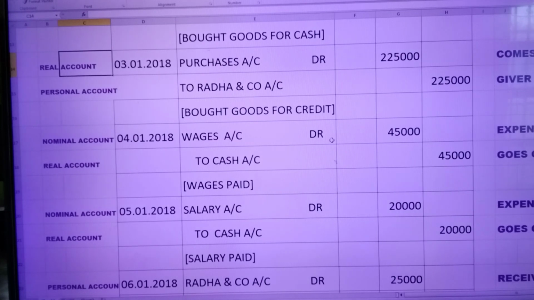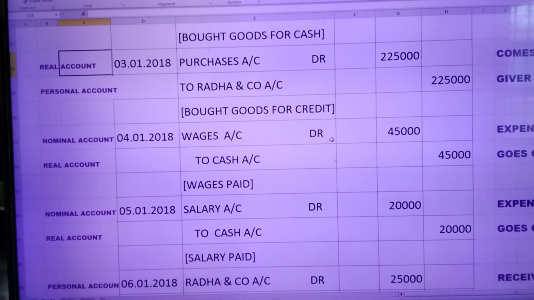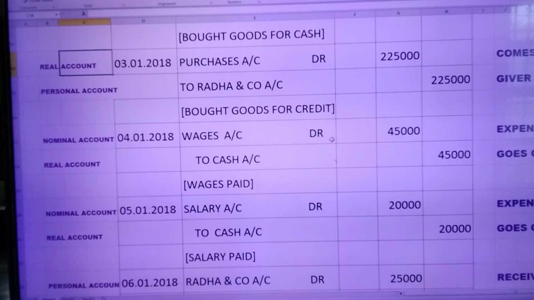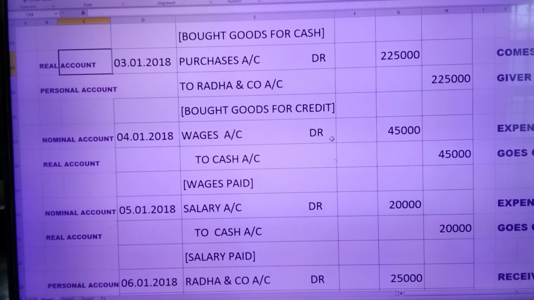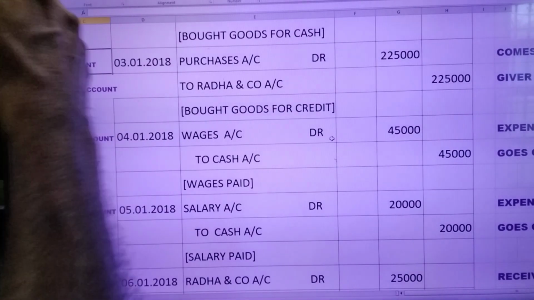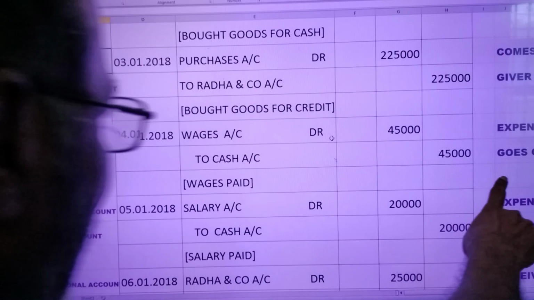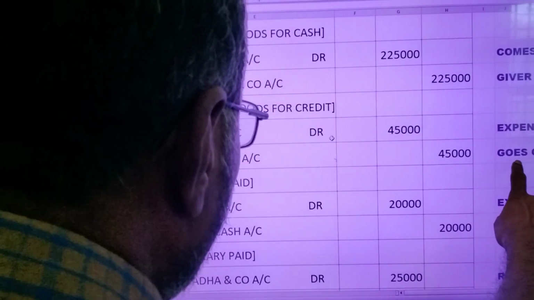Now I am going for cash. Cash account. What happened? Cash is going out from Ramesh and Co. So what is the real account telling? Cash is a real account only. Accounts related to things are called real accounts. That's why cash is also a real account. What is the real account rule telling? Debit what comes in, credit what goes out. This is going out from Ramesh and Co. That's why I have written here goes out.